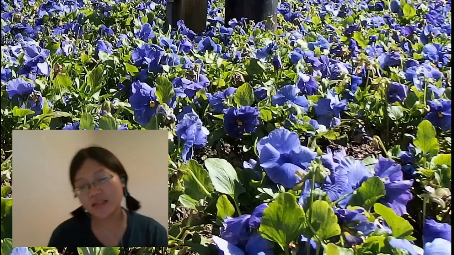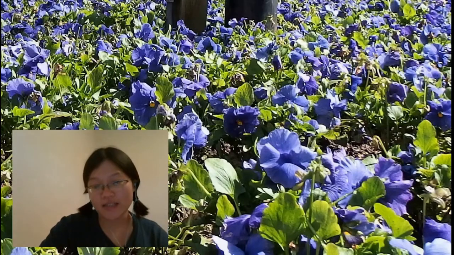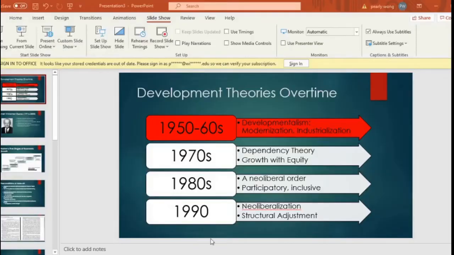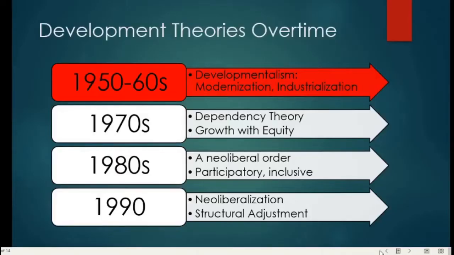So from the 1960s, we have the modernization and industrialization theories. I'm going to pull up a screen here, just a moment. So this is the screen that shows you the different development theories from the 1950s to the 1990s. And today we are going to focus on developmentalism, which is modernization and industrialization.